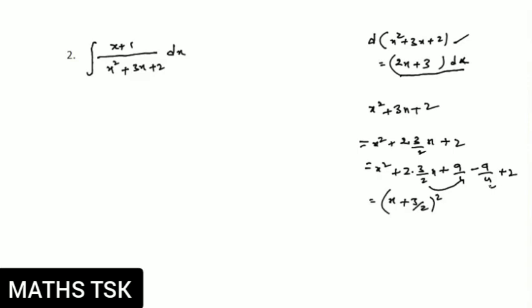Last two terms, if you take these two terms, this becomes minus 1 by 4. This becomes minus 1 by 4. I can write it as minus 1 by 2 whole square. Now come to the integration part.